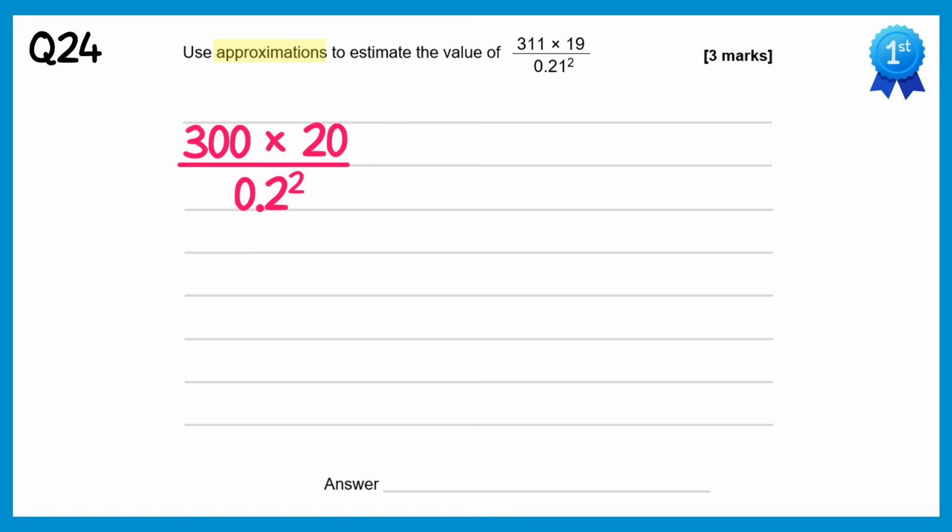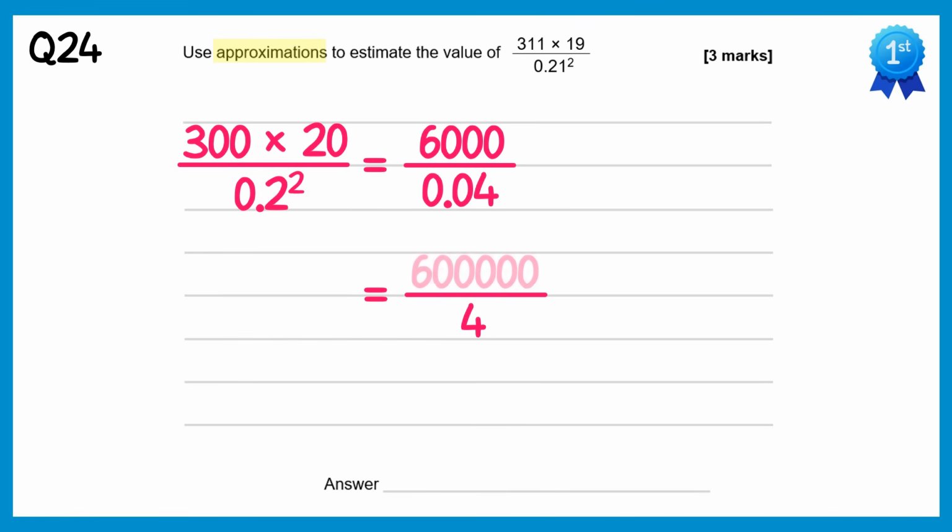So 300 times 20 on the top, we just do 3 times 2, which is 6. And then we've got 3 more zeros, so 6,000. On the bottom we need to do 0.2 times 0.2, which is 0.04. Now this is quite difficult to do in its current form because it's got a decimal on the bottom. So if we multiply the top and bottom by 100, that will remove that decimal. So if we multiply the bottom by 100, we get 4, and if you multiply the top by 100, 6,000 becomes 600,000. So this will give us the same answer.